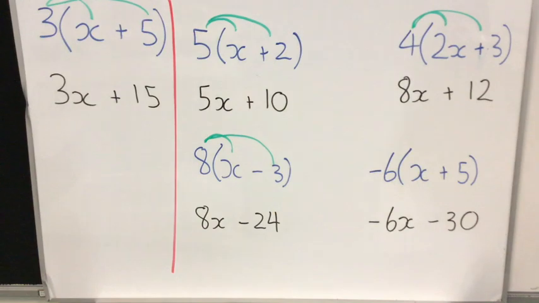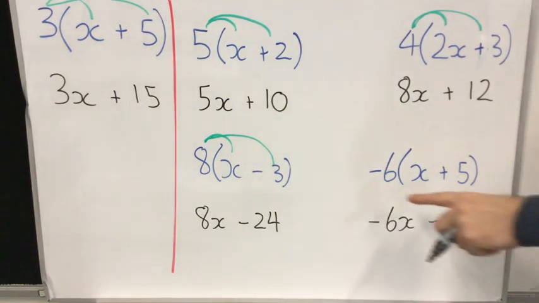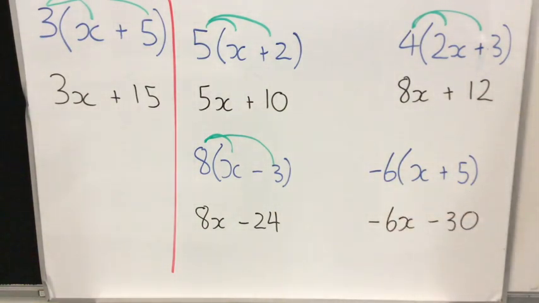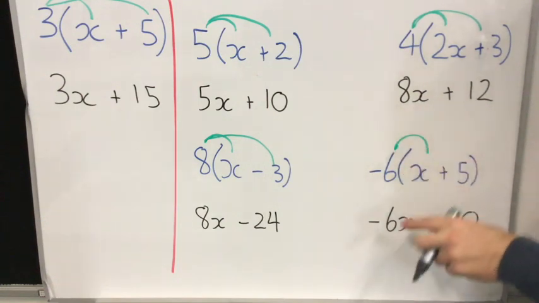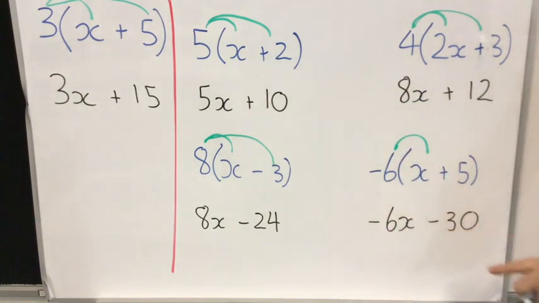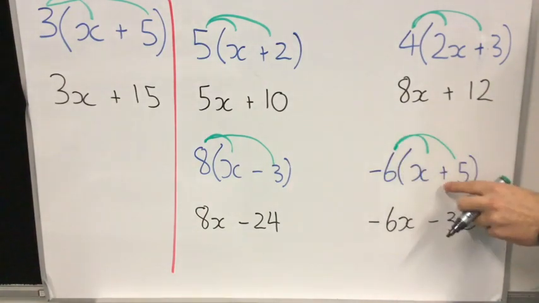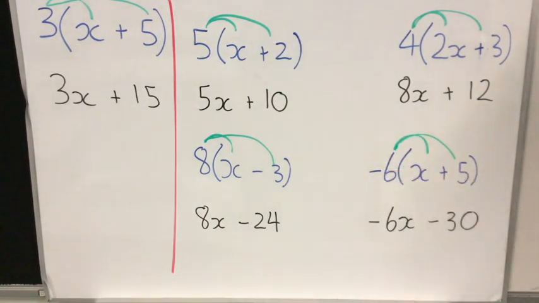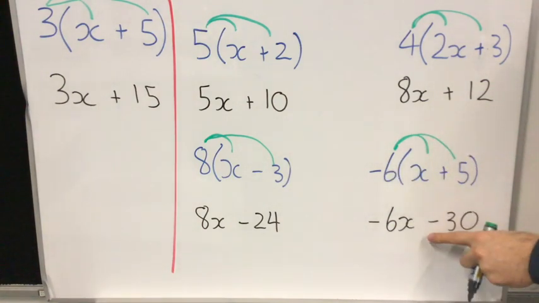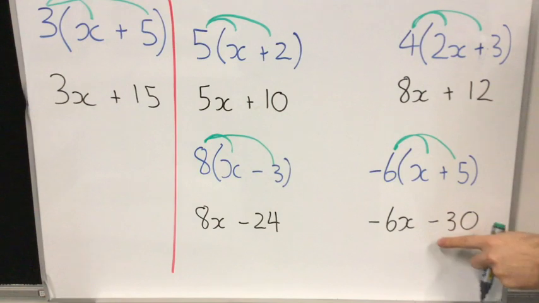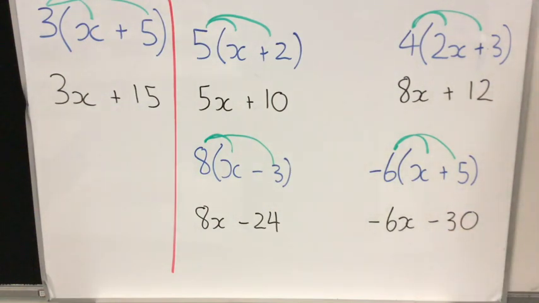Be really careful with this last one. I did try and trick you because I put a negative 6 on the outside. Negative 6 times x, negative 6x. Now be careful here, because this is negative 6 times positive 5. Put it in the calculator if you're not sure how to do it. But negative 6 times positive 5 equals negative 30. So that's why it says minus 30 in your answer down there. Okay, I'll wipe this off and put a few more up.